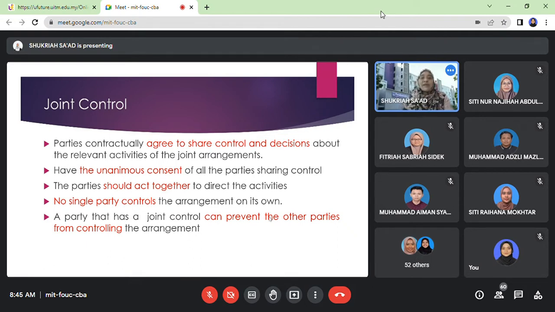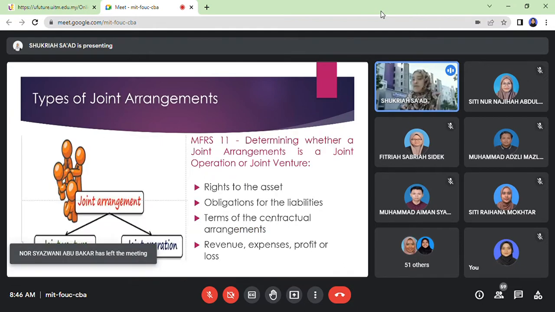That's why the parties that have joint control can prevent the other parties from controlling, because no single party can have control on its own, and whatever decision must be made together, with mutual agreement among the other members as well. Okay, there are two types of joint arrangement: joint venture and joint operation.